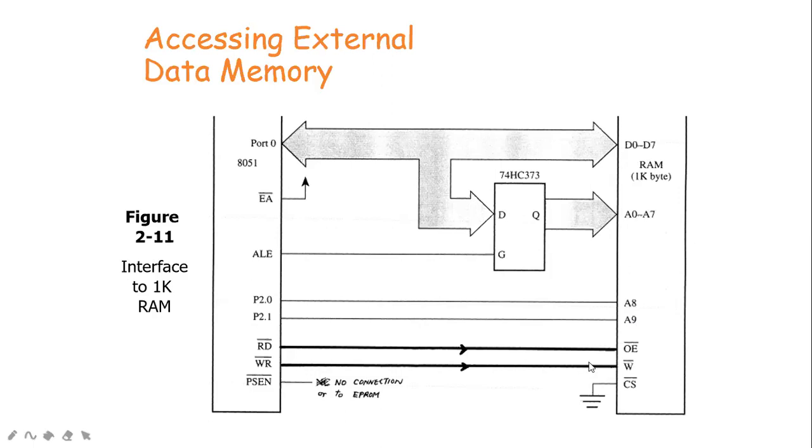RAM is a read-write memory, so there is an option for reading as well as writing. The read bar of the 8051 is given to the OE bar, output enable bar, of the RAM. Both are active low signals. The write bar of the 8051 is connected to the W bar of the RAM. There is another pin called CS bar, the chip selection line. It is also an active low signal. If this signal is low, the IC will be activated.